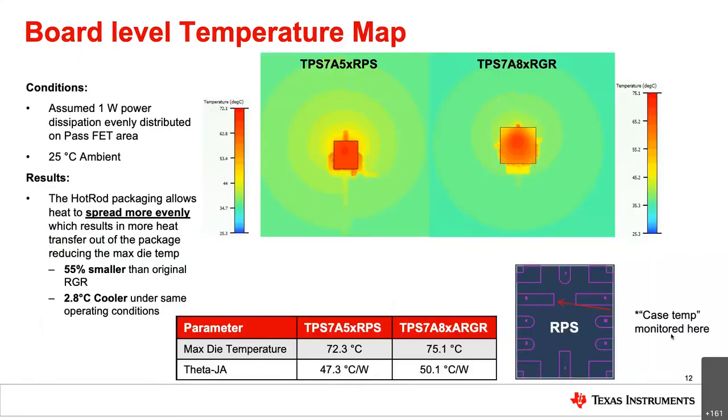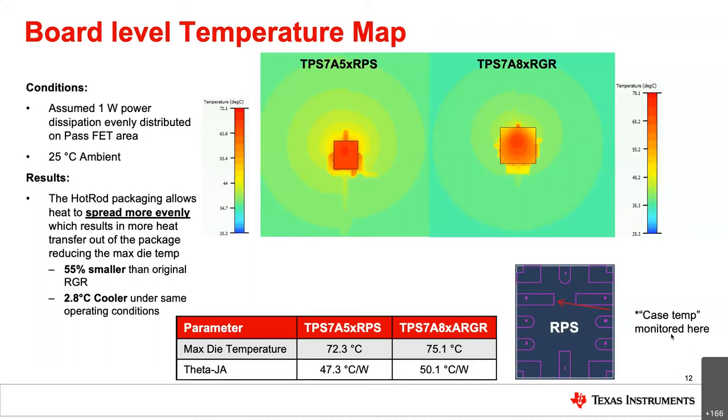So in this experiment, we assumed a 1 watt power dissipation evenly distributed on the passive area, and we also assumed a 25 C ambient temperature. What's interesting to note is that the HotRod packaging actually allows heat to spread more evenly versus the TPS-78 family, which radiates directly from the PASFET.